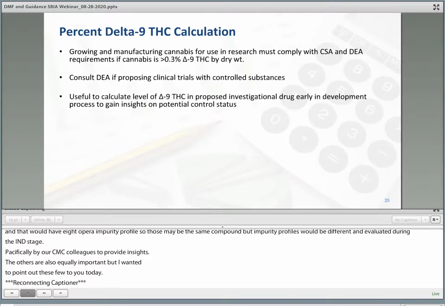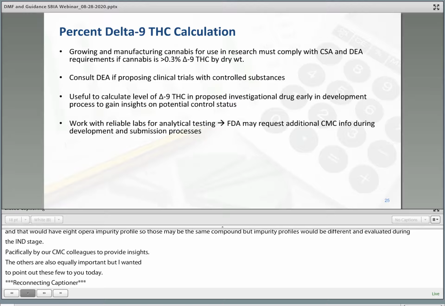Here at FDA, we think it would be useful to you as a researcher or investigator to calculate the level of delta 9 THC in any of your proposed investigational cannabis drugs. And we suggest that you do it early in development to gain some insights on potential control status. And again, as I mentioned, our controlled substance staff can help assist in that area, and we'll have some contact information for them at the end, so you don't have to worry about that.